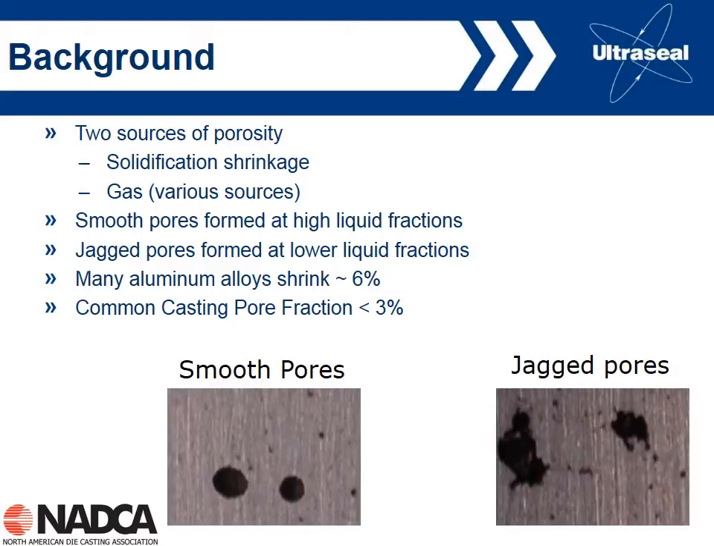In reality, the smooth pores, the ones we're showing on the left here, tend to be formed at high liquid fractions. They tend to form early in the solidification process when there's still a lot of liquid around. While the jagged pores, the ones shown here on the right, tend to form late in the solidification process when there's less liquid around.